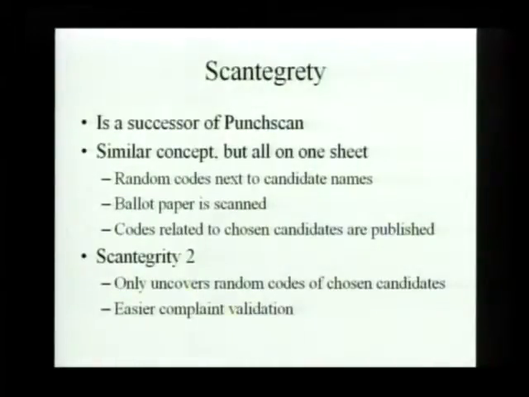Scantegrity is a successor of PunchScan of the same group of authors. It's a similar concept, but all on one sheet. There's random codes next to the candidate names, and then the ballot paper is scanned, and the codes related to the chosen candidates are published. And there's a second version of that where you only uncover the random codes of the chosen candidates, but not of the others. And that introduces an easier complaint validation process, because you don't know the codes of the candidates you didn't choose.